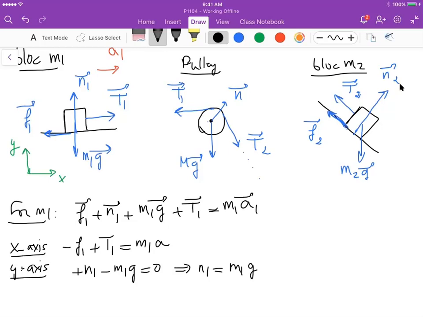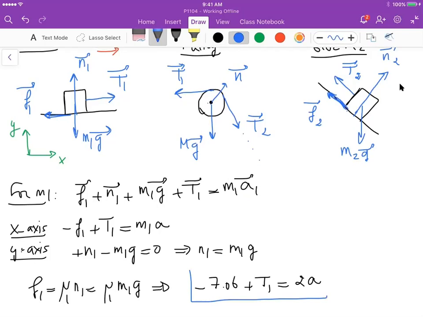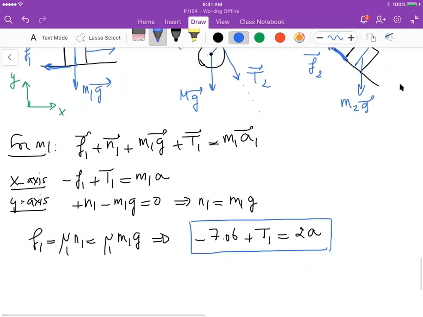And from the first equation, if we put everything in its value, we get minus mu1 N1 plus T1 equals M1 times A, given that F1 is equal to mu1 times N1, which equals mu1 times M1 times G. So in the end, putting in the values, we end up with minus 7.06 plus T1 is equal to M1 times A, which is 2 times A. And so this is the first equation that we get from applying Newton's second law on the block M1. Okay, now we'll go to the block M2, and then I'll come back to the pulley.